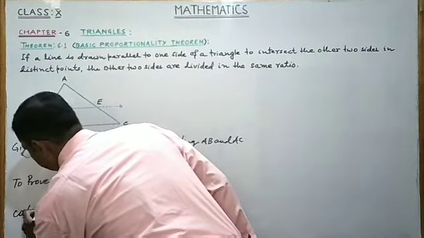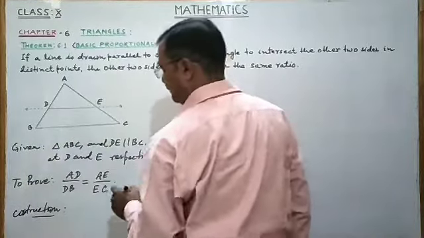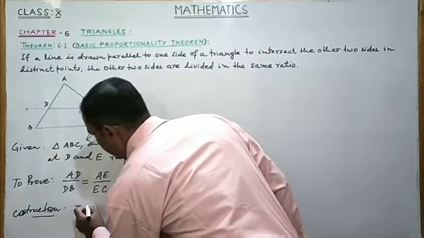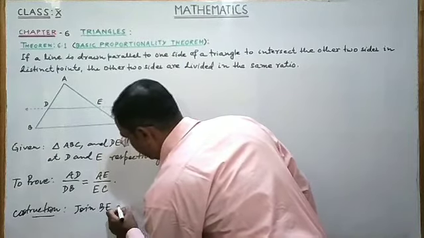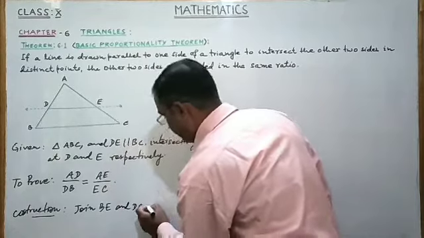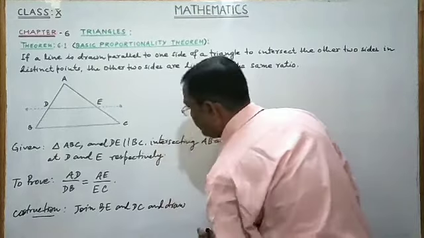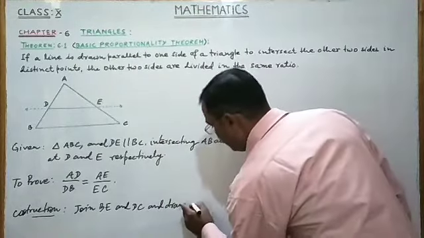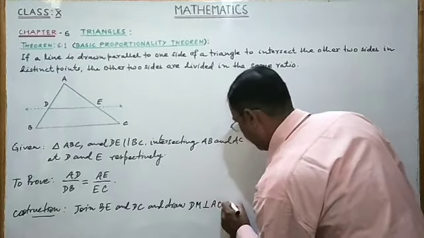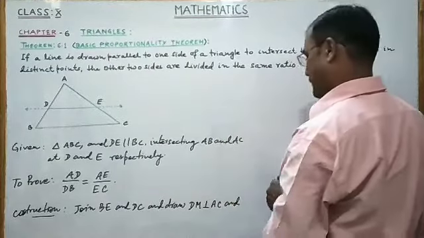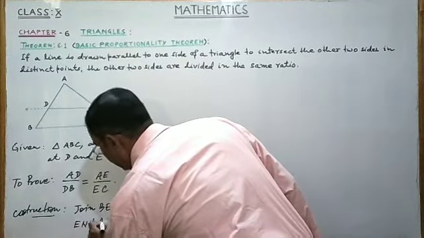So, construction: join BE and DC, and draw DM perpendicular to AC and EN perpendicular to AB.